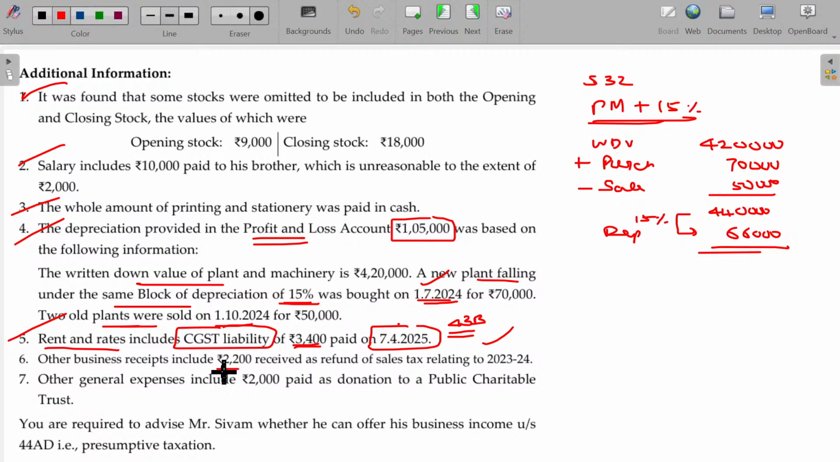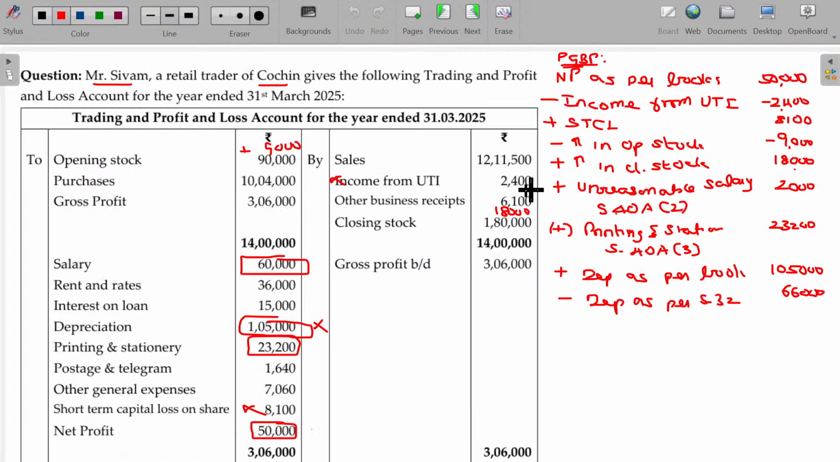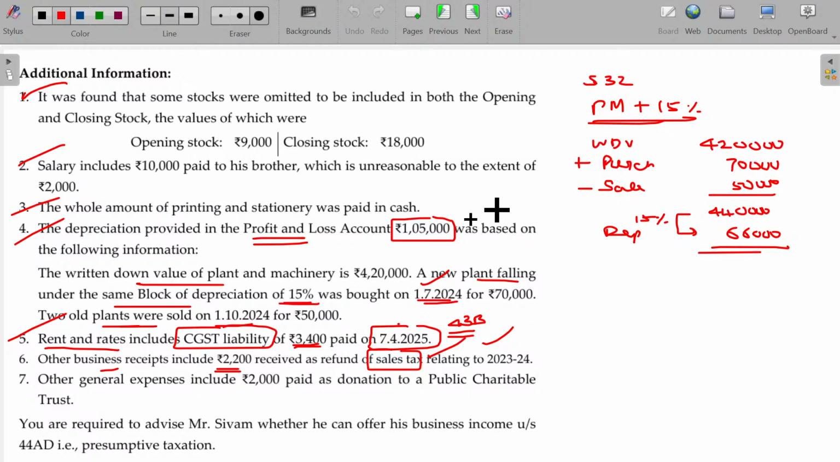Other business receipts include 2,200 received as refund of sales tax. What about this one? Refund of sales tax. Income tax related items cannot be deductible, and any refund of an income tax related item will not be considered as your income. But in case of indirect taxation, it can be deductible as expenses, and on receipt of a refund you have to consider this as income. So it is income only. Already it is included in the business receipts. Correctly they have done. As it is correctly done, you need not do any other adjustments for this. Okay.